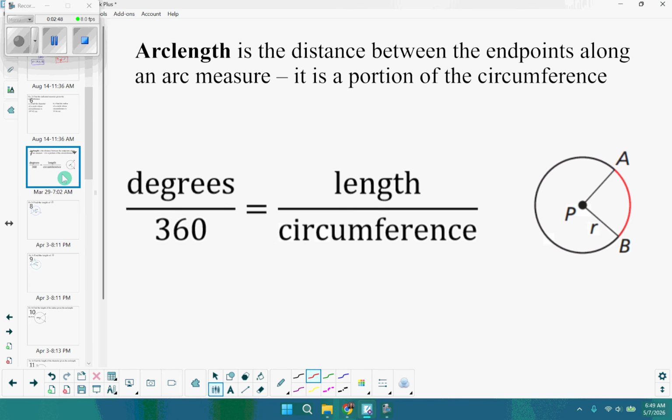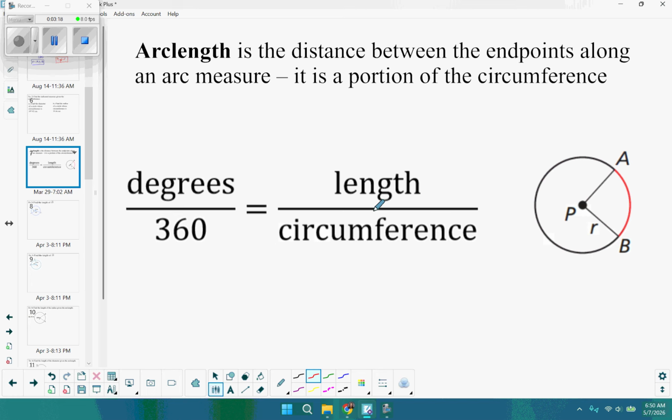If we can have a circumference, we can also find out the actual length of an arc, because it's a portion of the circumference. So the arc length is the distance between the endpoints along an arc measure. It is a portion of the circumference, and we find it using a proportion. So the number of degrees of that arc over 360, so that's how much of the circle out of the whole circle, equals the length of the arc over the circumference. So again, a portion of the circle out of the whole circle.